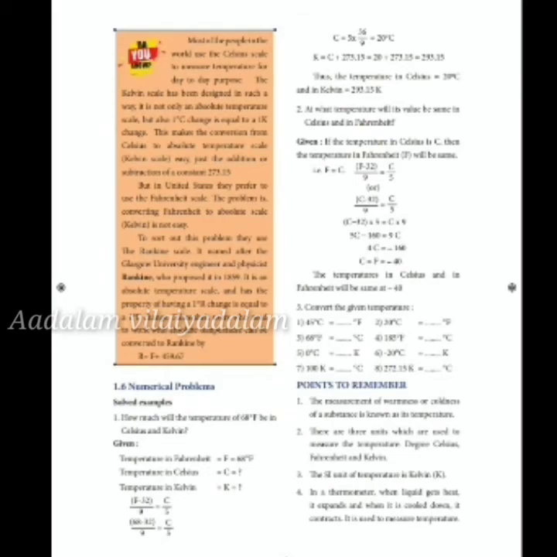These are the points to remember. The measurement of warmness or coldness of a substance is known as its temperature. There are 3 units which are used to measure the temperature: degree Celsius, Fahrenheit and Kelvin. The SI unit of temperature is Kelvin, K. In a thermometer, when liquid gets heat, it expands, and when it is cold, it contracts. It is used to measure temperature.